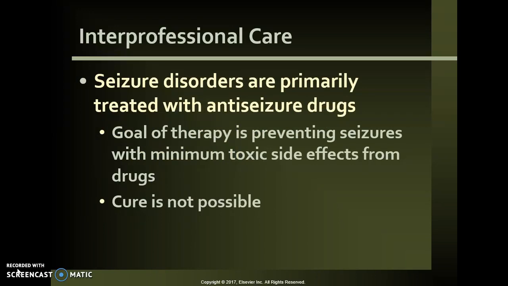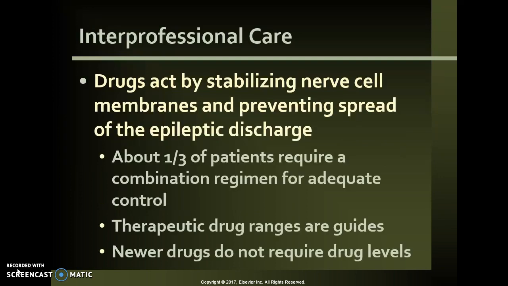So primarily seizure activity will be treated with anti-seizure drugs, and the goal is to prevent seizures with the minimal amount of toxicities from the drugs themselves. Cure is not possible. The drugs stabilize the nerve cells and prevent the spread of the epileptic discharge. About a third of the patients are going to need more than one drug. Some of the drugs will need to have levels checked periodically, but the newer drugs typically do not.